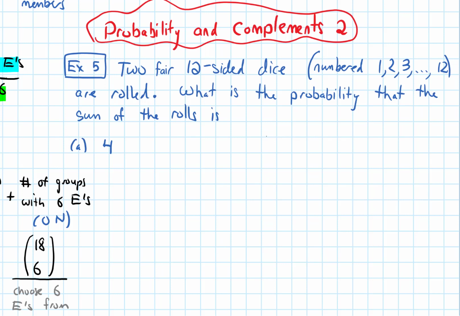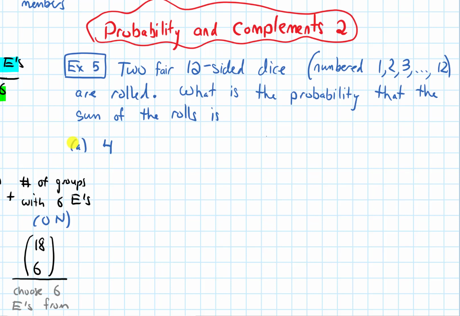In this video, we are going to do another probability example that involves complements. So the example says that two fair 12-sided dice, numbered 1, 2, 3, up until 12, are rolled. What is the probability that the sum of the rolls is, in part A, 4?